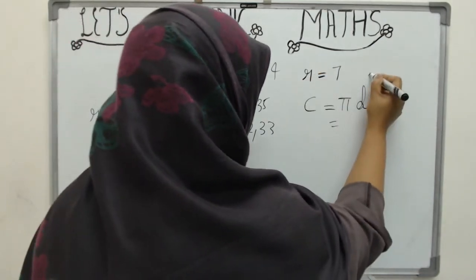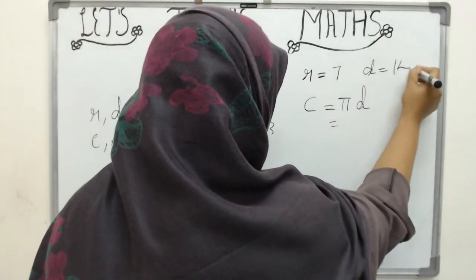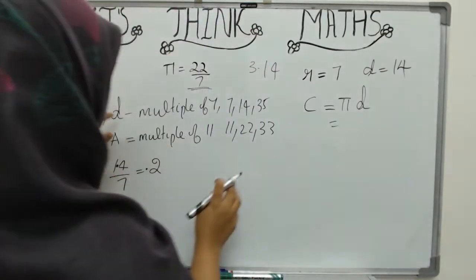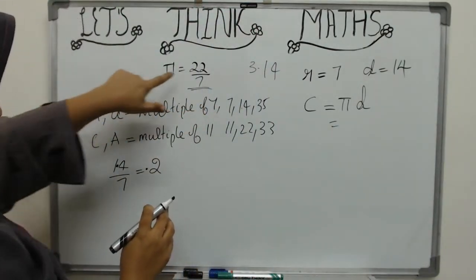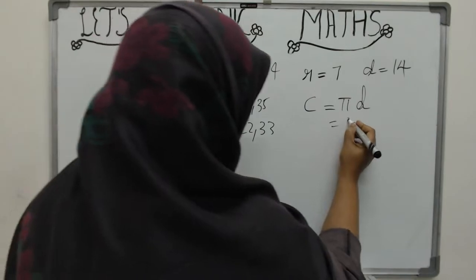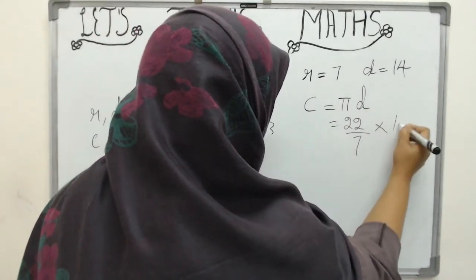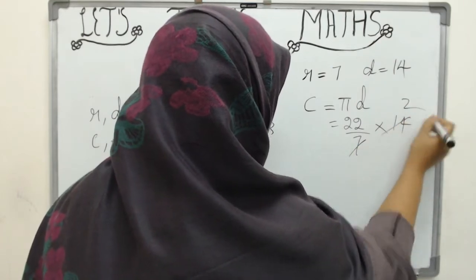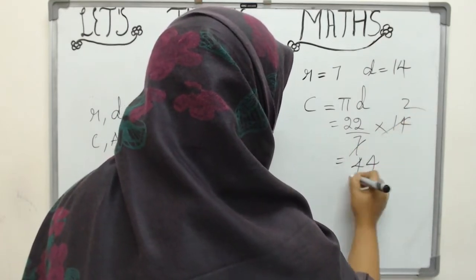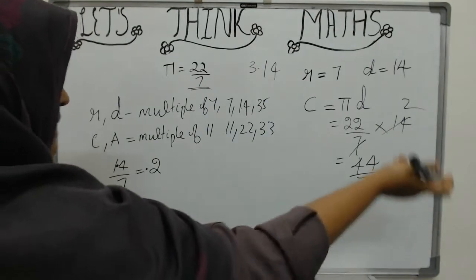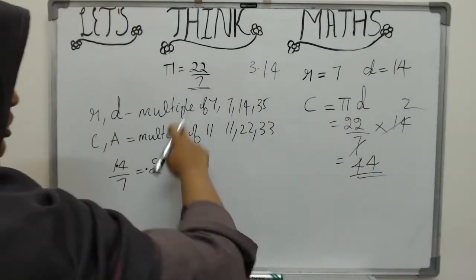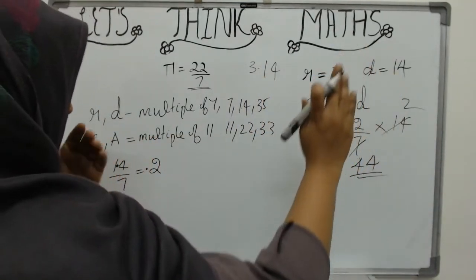So what is d? It is 14, right? So here it is a multiple of 7. So here you take 22 by 7 and d is 14. So see, it makes your calculation easy. But at the same time, if you had taken 3.14, you are doing a lengthy multiplication, right?